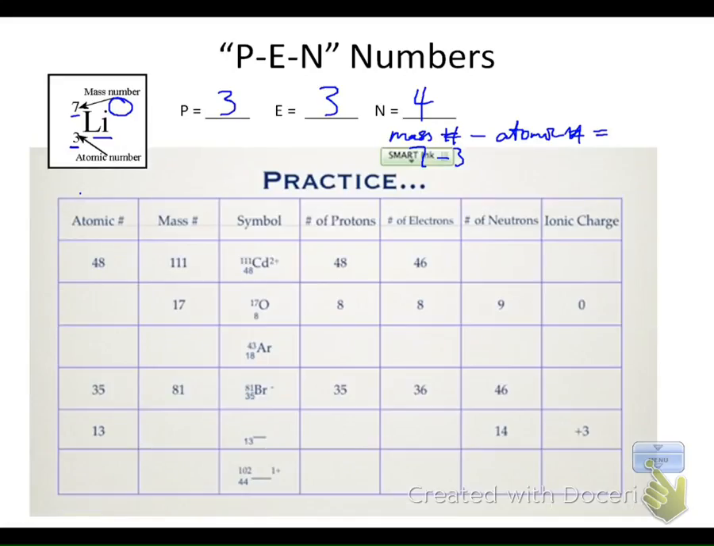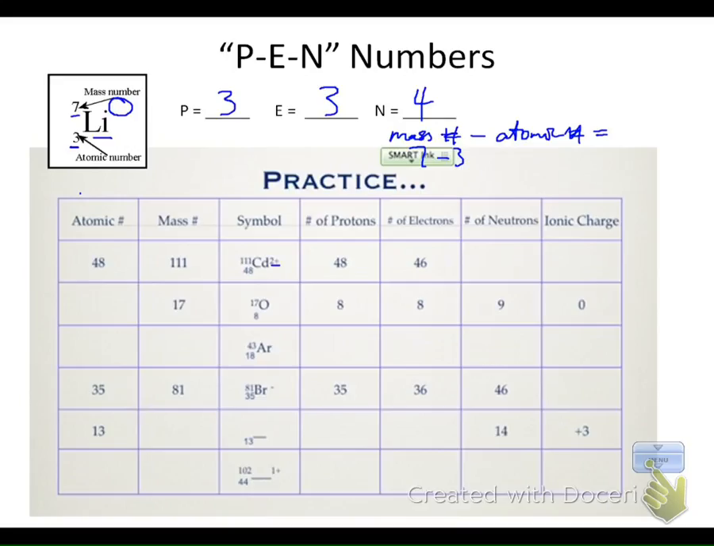Alright, let's do some more practice here. In the top row, we have cadmium 111 cation. It's a +2 cation. The atomic number is done for us. The mass number is there. 48 protons, 46 electrons. Okay, so we had a +2. So to get 46 electrons, I had to subtract 2 from 48. In other words, there's a deficit of electrons. Now, the number of neutrons is going to be 111 minus 48.